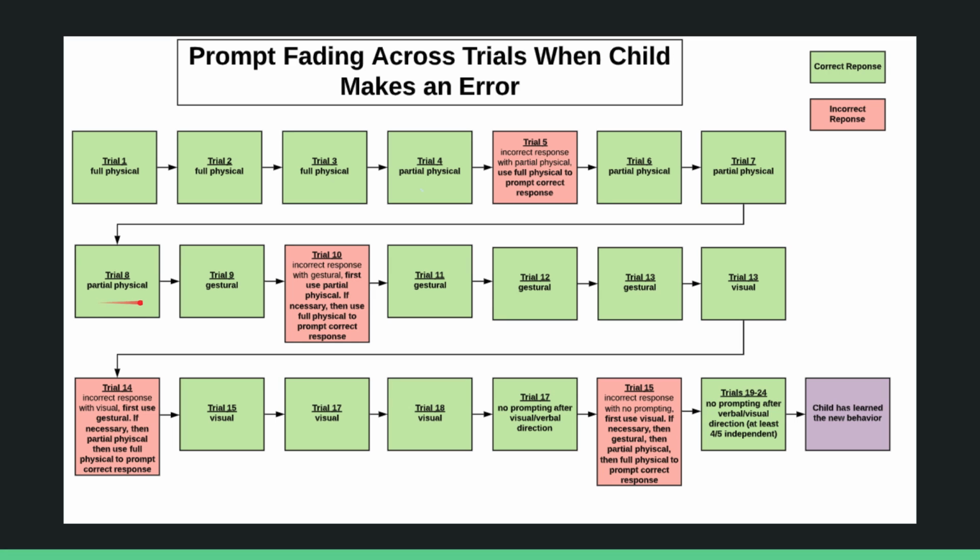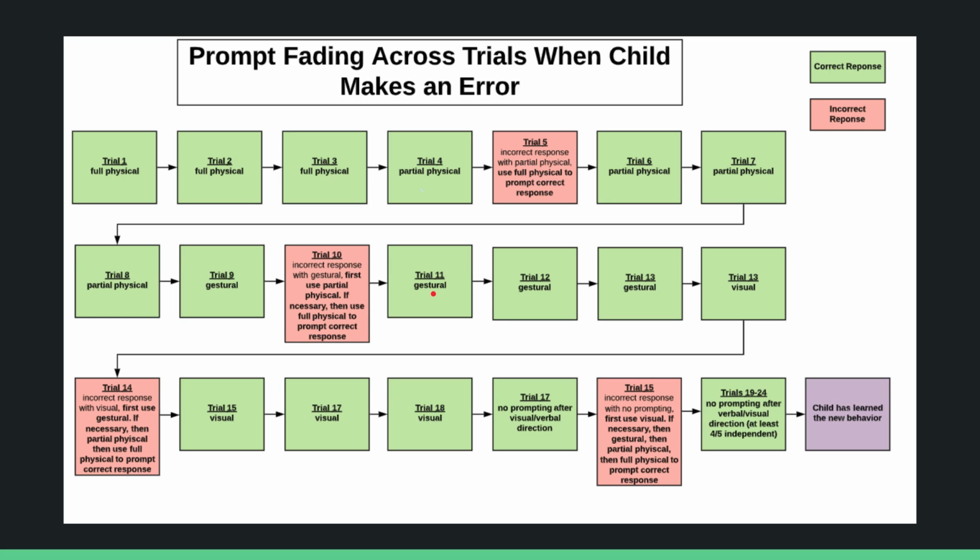Then after partial physical produces the correct response 3 times in a row, we're going to fade that down to gestural prompting for trial 9. And then over in trial 10, oops, we didn't get the correct response with just our gestural prompt. So then we're going to fade back into our more invasive prompting. First we're going to go down to our partial physical. And then if necessary, we're going to use that full physical prompt to get the correct response.